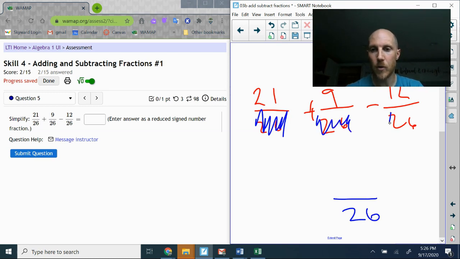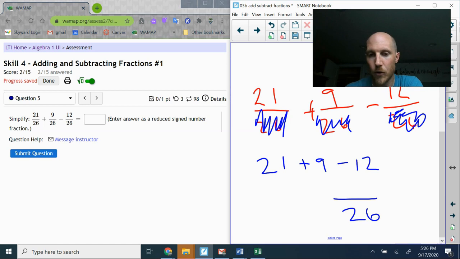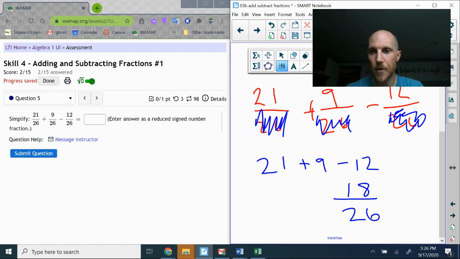Now that I've established that, I can ignore all of these denominators up here and just focus on what is 21 plus 9 minus 12, right? So let's go two at a time, from left to right. 21 plus 9 is 30, and then subtract 12 from that is going to be 18. So I'm going to end up with 18/26, and that is going to have to be reduced.